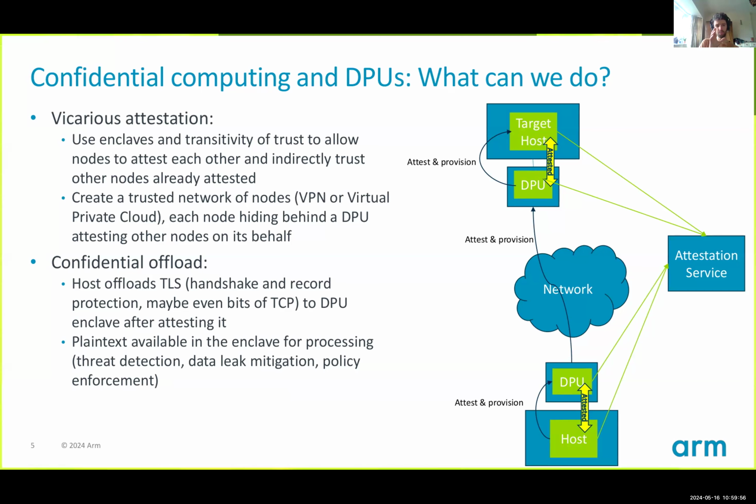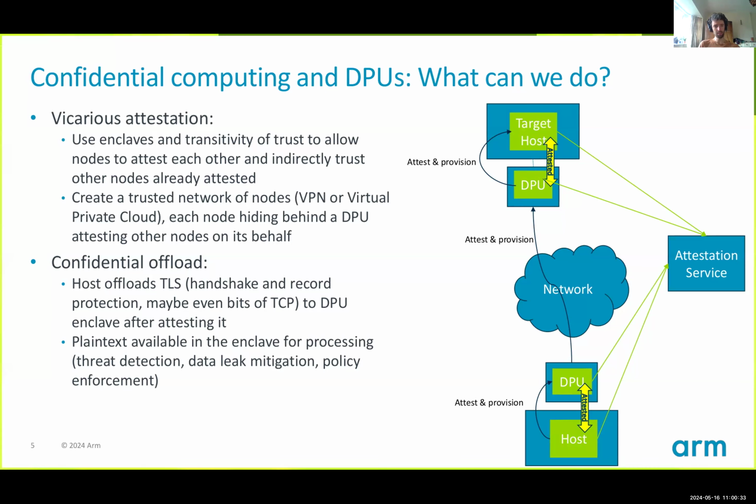So the idea here is that we could use DPUs to completely take care of everything related to attestation. There would be a node hiding behind the DPU, and the DPU would take care of attesting all the nodes on the network, thereby creating some kind of trusted network where any host connected to this network through the DPU would already trust all the endpoints of the same network.